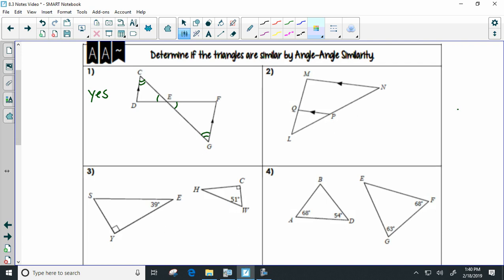And let's state the small left triangle first. So triangle, no marks is D, one mark is E, two marks is C, similar to triangle, I'm going to go in the same order again, no marks is F, one mark is E, two marks is G.